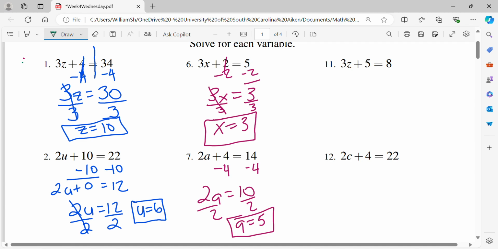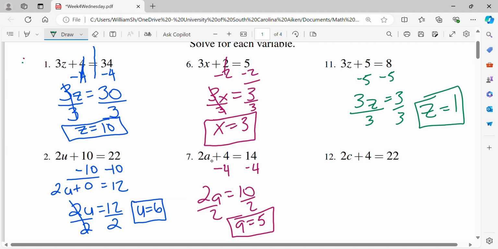You're starting out slow, going through the motions, making sure you get your form down. As you get better, you're picking it up. You're speeding up. This is exactly the same thing we're doing here, just more practice. I got 3z plus 5 equals 8. I'm subtracting 5. I'm getting 3z equals 3. I'm dividing by 3 so that z equals 1.